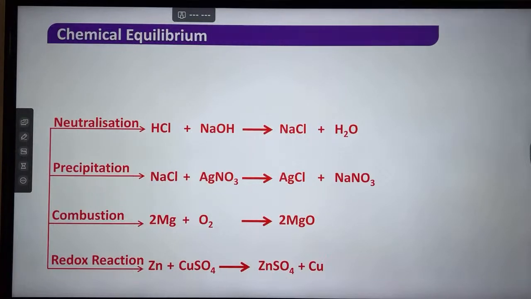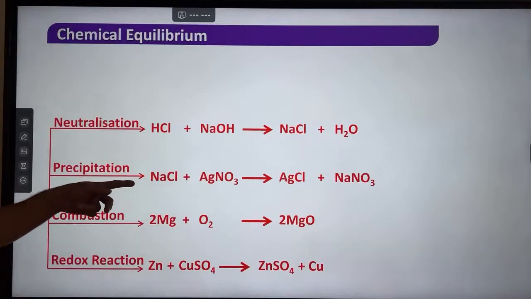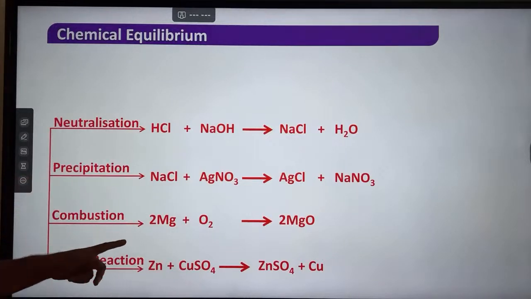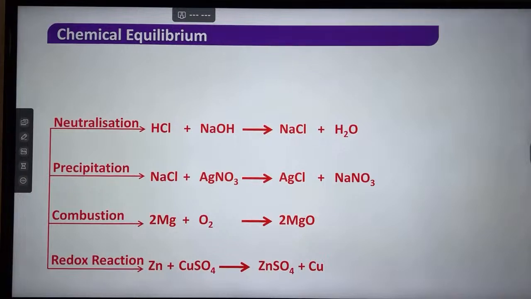Everything other than combustion is a displacement. No, this is double displacement. This is double displacement. This is displacement. This is displacement.